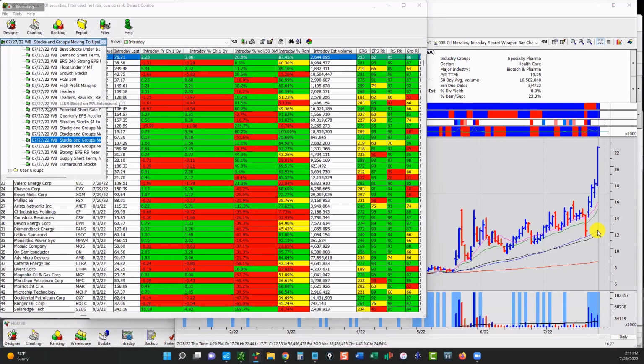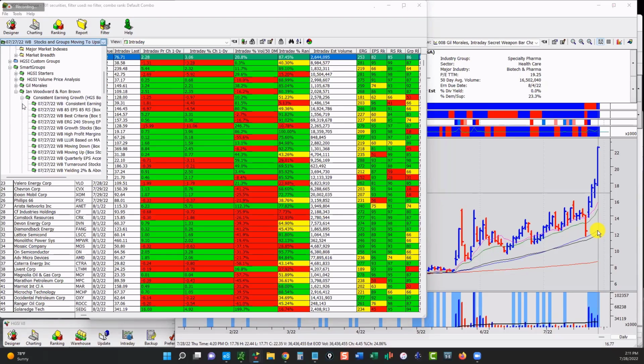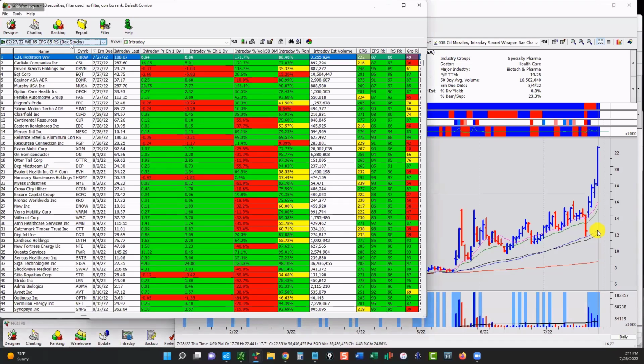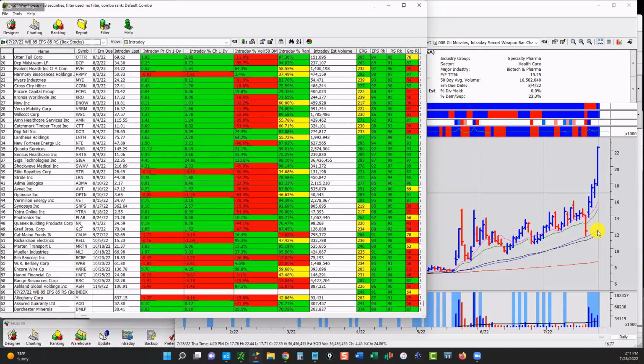You can go to the other lists that they have, the box stocks, and if you are into CAN SLIM type stuff, they can emulate the 85, so 85 EPS, 85 RS. You can go through these names. There's only 63 that fit that criteria right now, but you can go through these names, and also I'll find names that I want to add to my list. And that's basically what I'm doing.